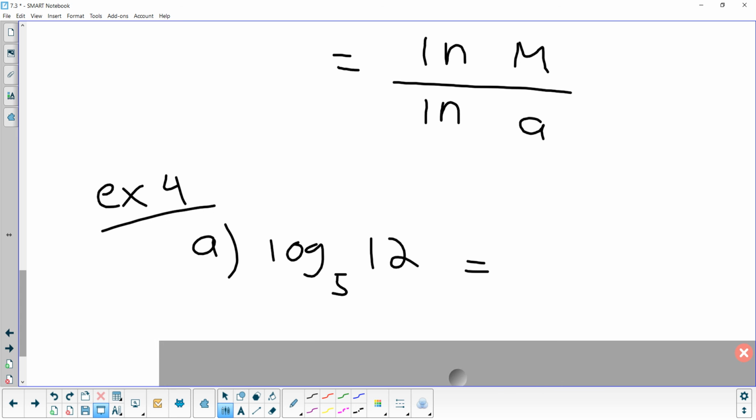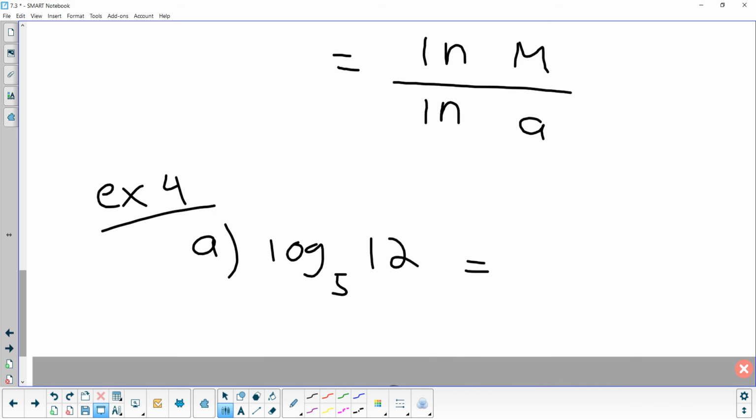Let's try a couple examples with numbers. Log base 5 of 12. Do I have a button for base 5 on the calculator? No. If I did, then I'd be done. I don't have a button for base 5, so I need to turn it into a fraction. Can somebody tell me one way that I can rewrite that so I can type it in on the calculator? Yep, Judy? Log 12 over log 5. Yes. Log 12 over log 5.